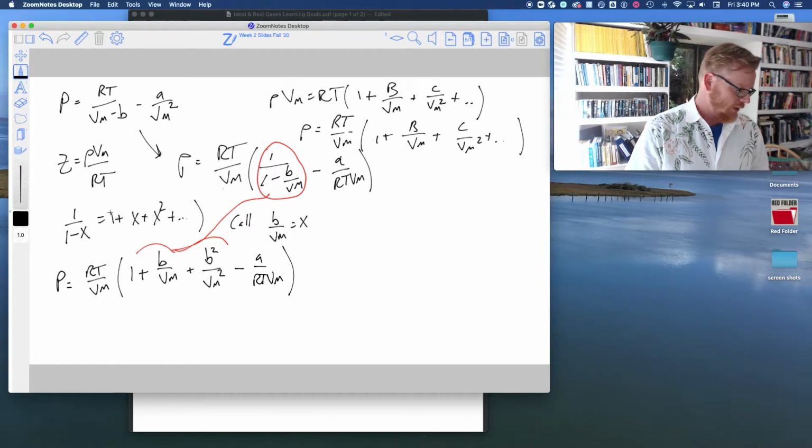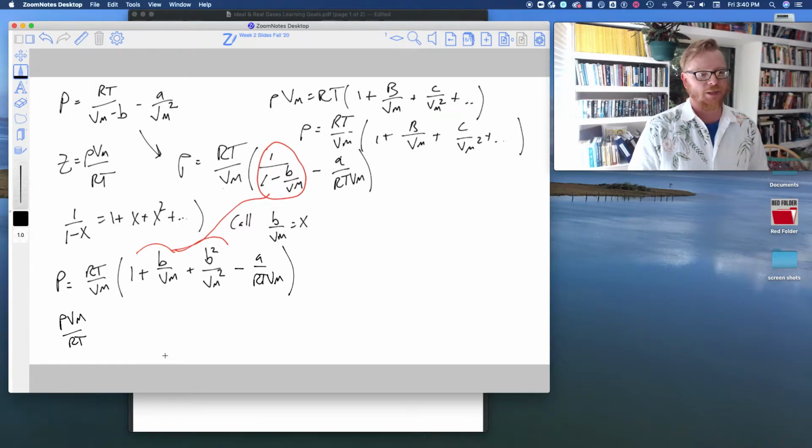So let's get rid of all of that junk, okay? If I rearrange this equation and multiply both sides by VM and then divide both sides by RT, I'll have P VM over RT, and look, that's just the compression factor Z. So now I'll say all that equals Z. Remember, what I did was multiply both sides by VM and divide both sides by RT. So all that's gone, and now I just have Z equals 1 plus all this junk.